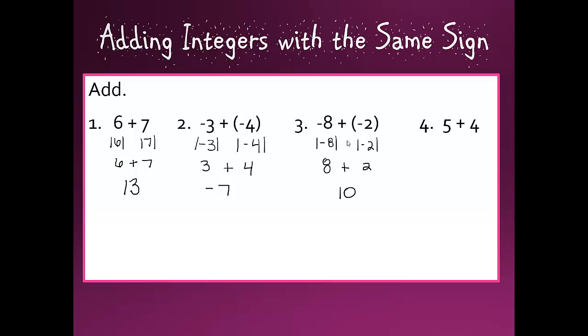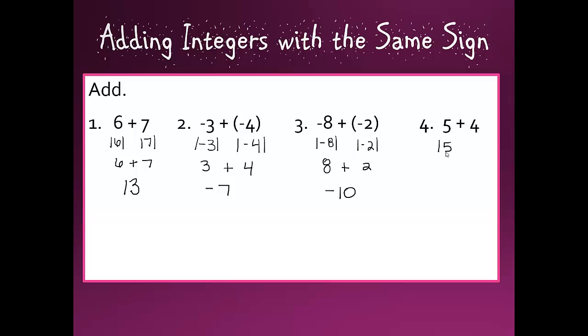Now I need to look back at the original problem for the common sign, and the 8 was negative, and the 2 is also negative. Since both of them are negative, my answer will also be negative. So it's -10. And for number 4, I have 5 plus 4.